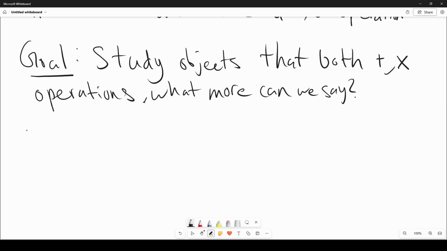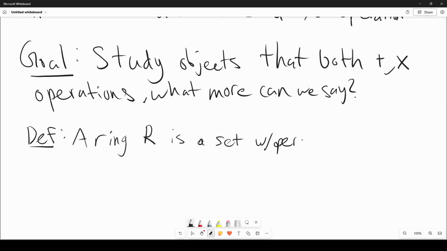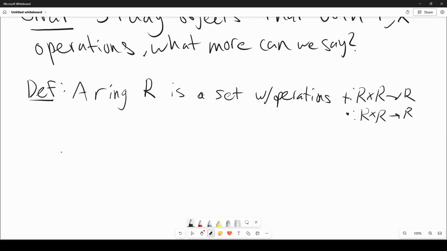So the first step in developing the theory is to just make a definition. Okay, a ring R is a set with operations plus, which takes two elements of R and outputs an element of R, and times, which I'm going to write as this little dot, which takes two elements of R and outputs an element of R. And these have to satisfy a couple of properties.